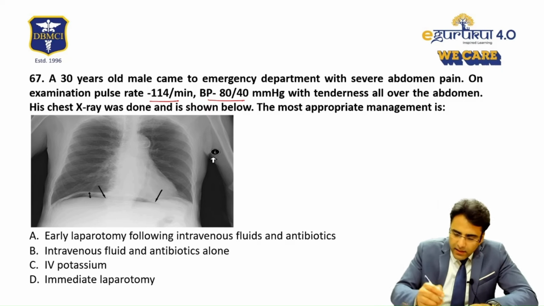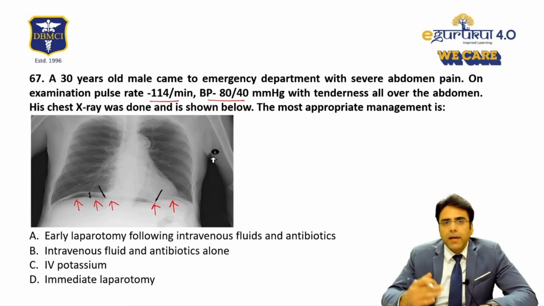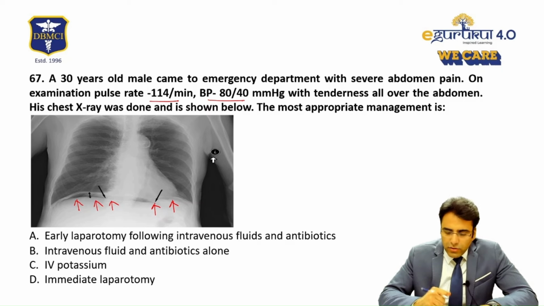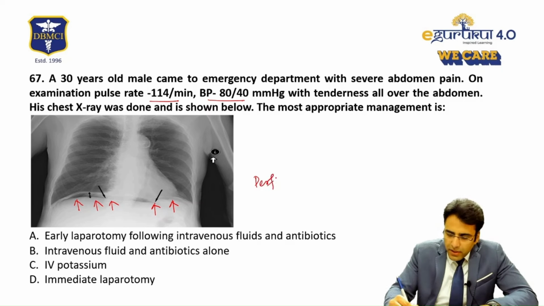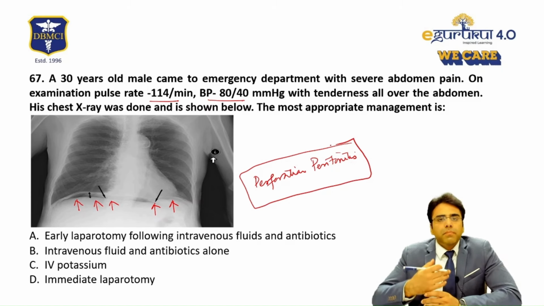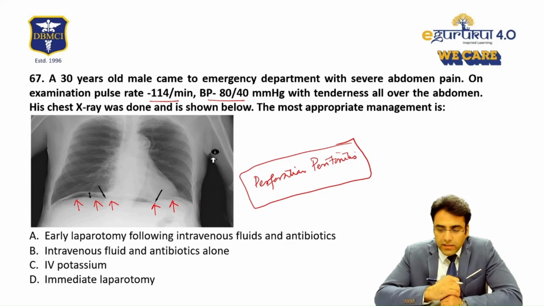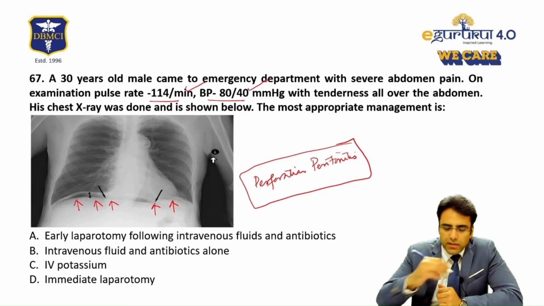Now, if you see the X-ray, there is gas under bilateral domes of the diaphragm. So it can be a case of perforation peritonitis. There is perforation of a viscus, an organ. So in perforation peritonitis, what happens? The patient has peritonitis. The patient will have guarding, rigidity, tenderness all over the abdomen, and board-like rigidity is seen. Now the patient is toxic. There will be tachycardia. The patient will be in a state of shock.